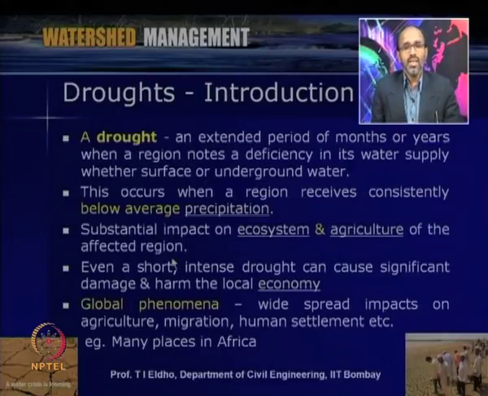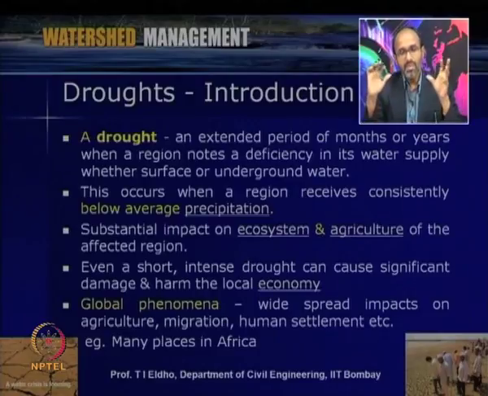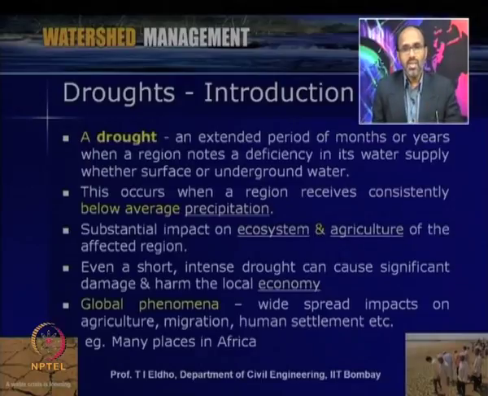We can see that drought is a global phenomenon. It is not only in India or in Asia, but all the countries, all parts of the world or the earth are affected by drought. Drought is widespread and it has impacts on agriculture. You can see that agriculture needs sufficient moisture or water.